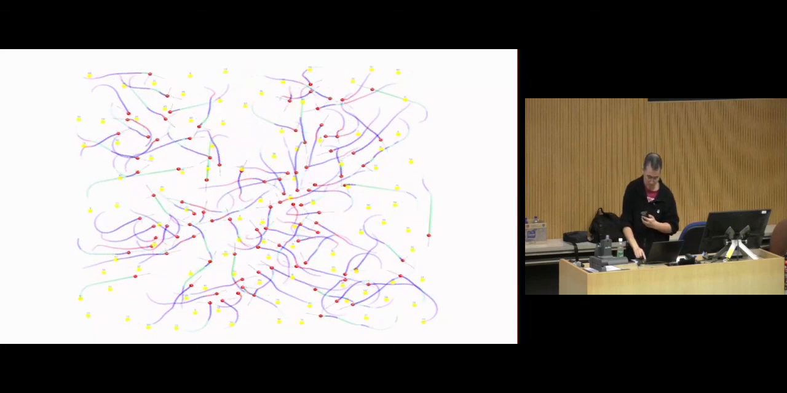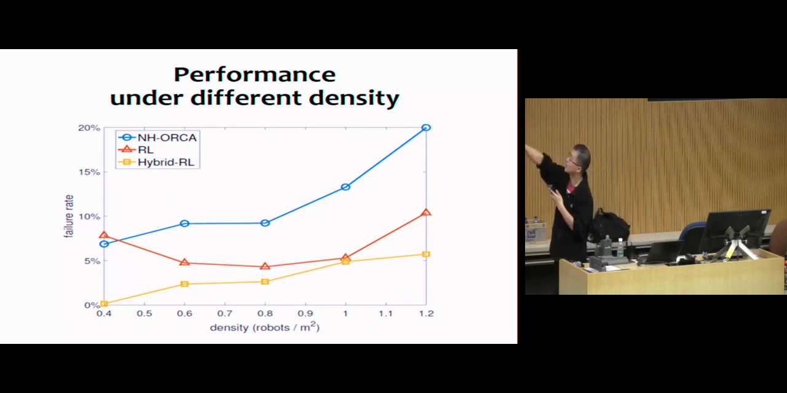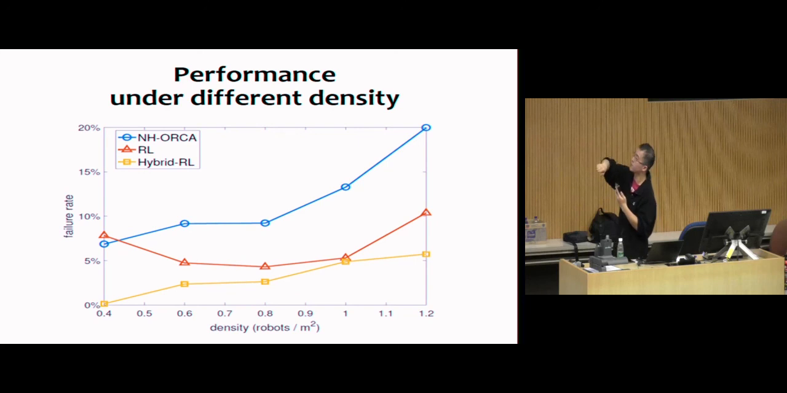And we found that the hybrid control indeed helps when the density is very, very high. As you can see, when the density increases, the behavior of the reinforcement learning degrades a lot. However, with the hybrid control the performance will only slowly decrease. This is very important for us to make our real robot examples.